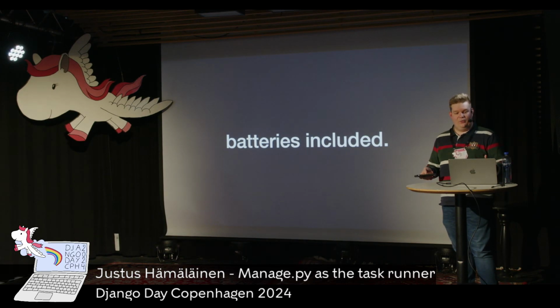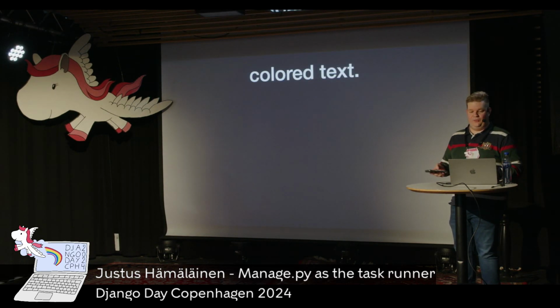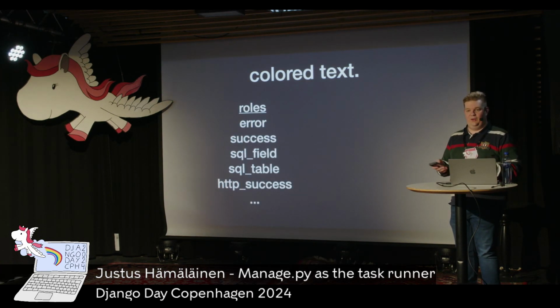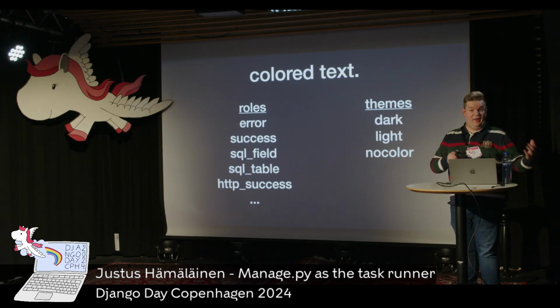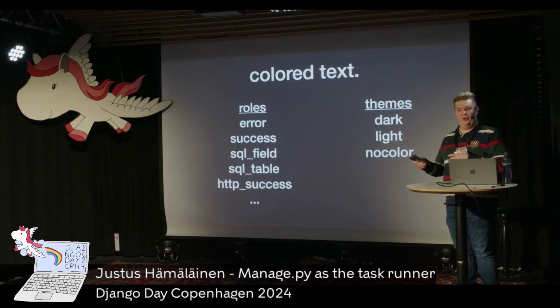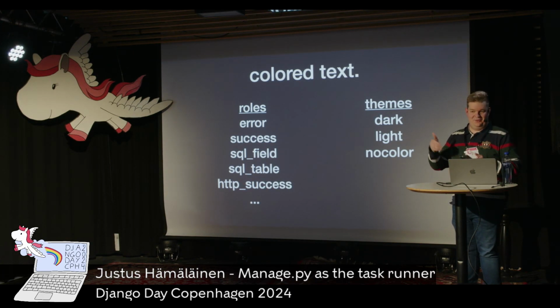As it's Django, you have batteries included, and it means that you can get easily colored text. There are roles that you can use to set different colors, and then there's themes, so you don't have to say that success is always green with the black background. It handles those okay. And then also the no color situation, because there are situations where you don't have colors.